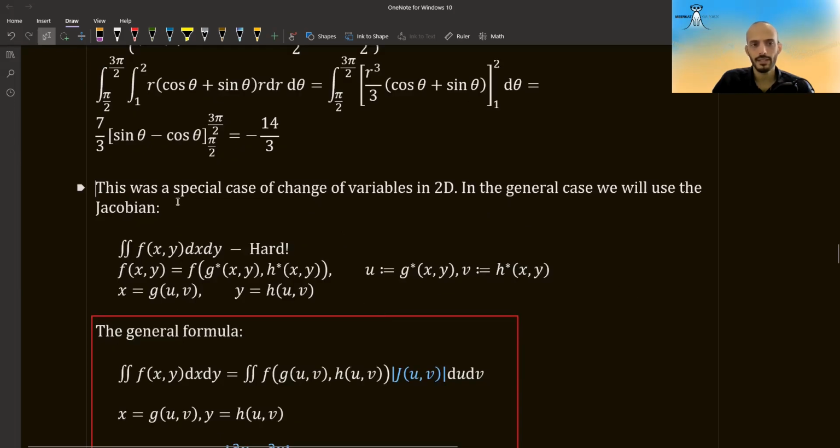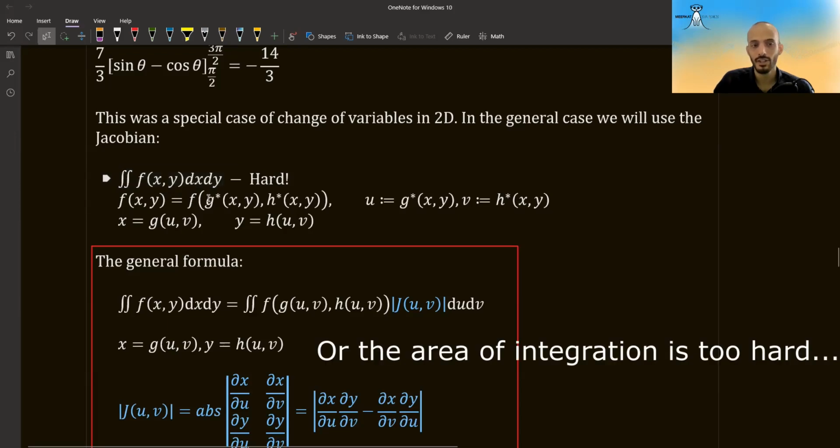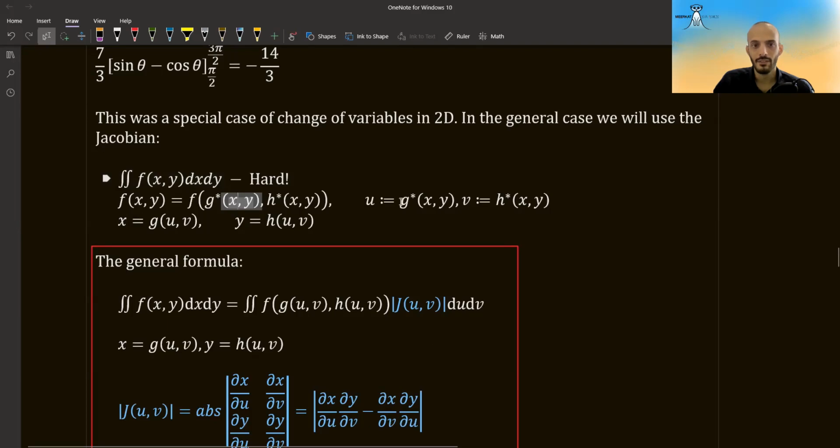The polar coordinates were a special case of change of variables in 2D. And in the general case, we will have some integral, and we might say, okay, it's too hard for us. So we do some change of variables. We notice that we can replace f with some u and v, where u is a function of x and maybe also y, and v is a function of x and y. We can get to the reverse transformation and say x is a function of u and v and y is a function of u and v.